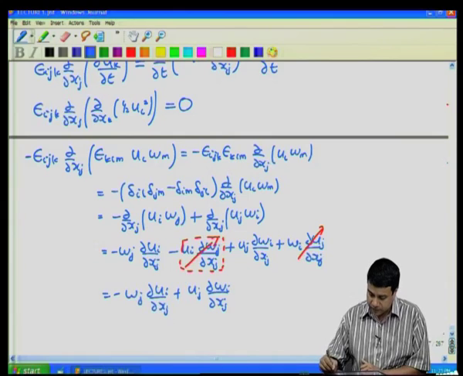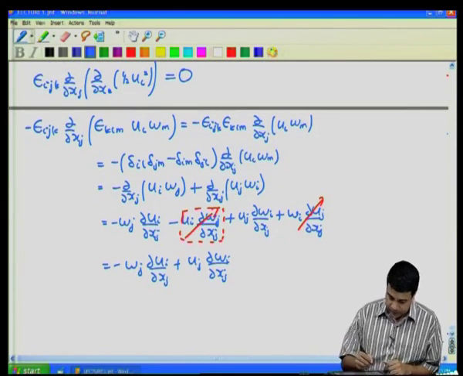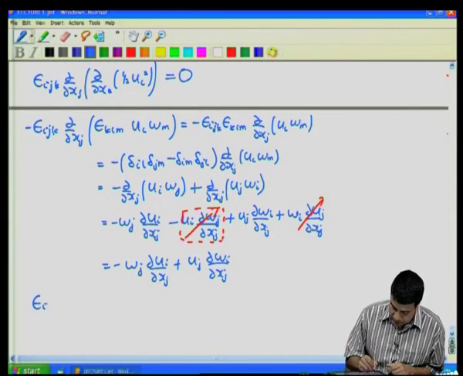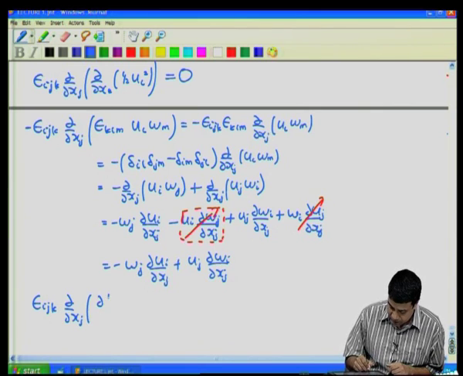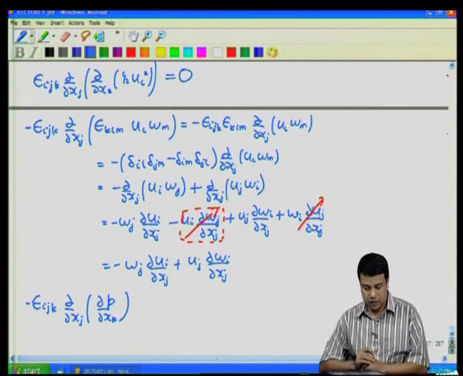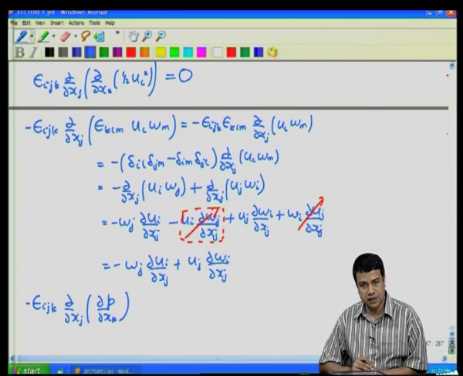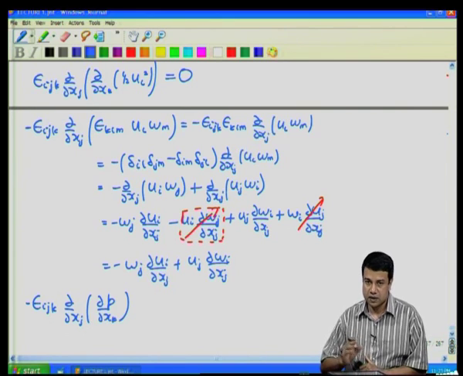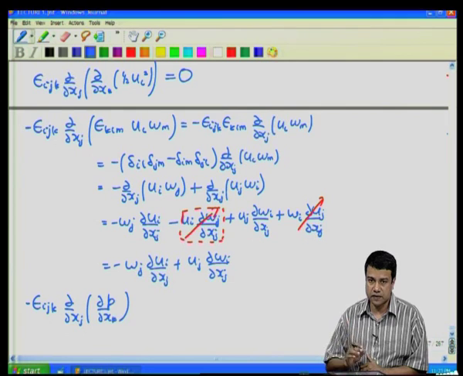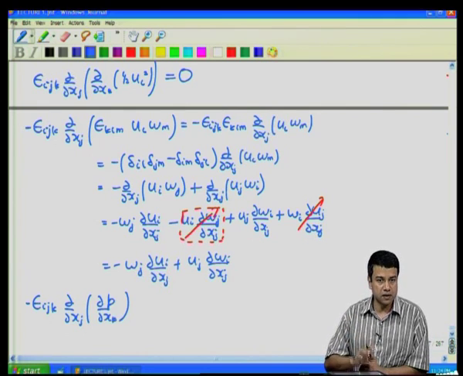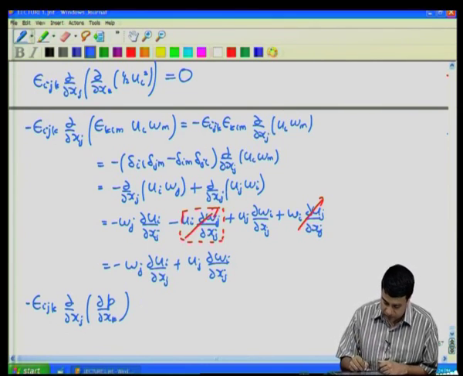The next term, of course, is epsilon i j k partial by partial x j of partial p by partial x k. Once again, it is the curl of the gradient of a scalar. Pressure is a scalar. Since we have the gradient of the pressure in the conservation equation, if we take the curl of the entire conservation equation, we will get 0. So, the curl of the gradient of the pressure has to be equal to 0.